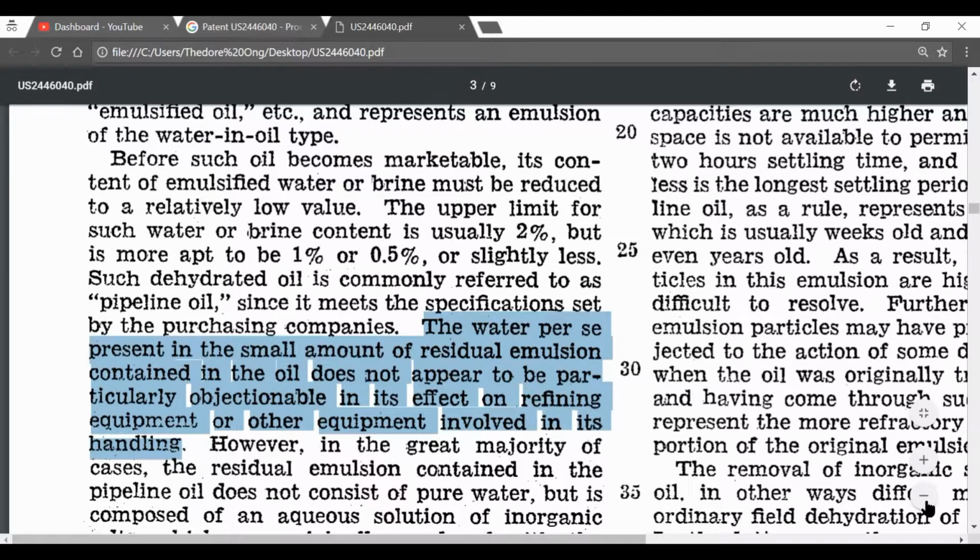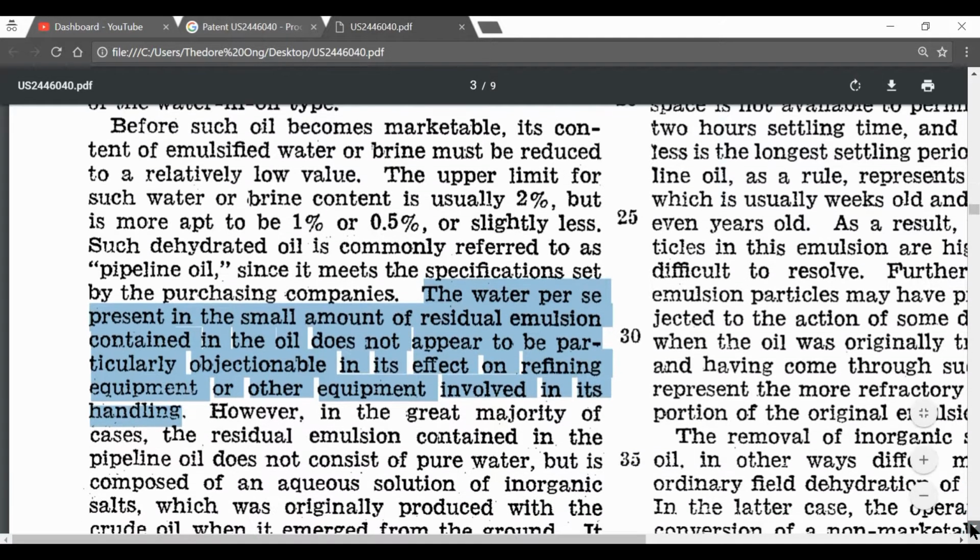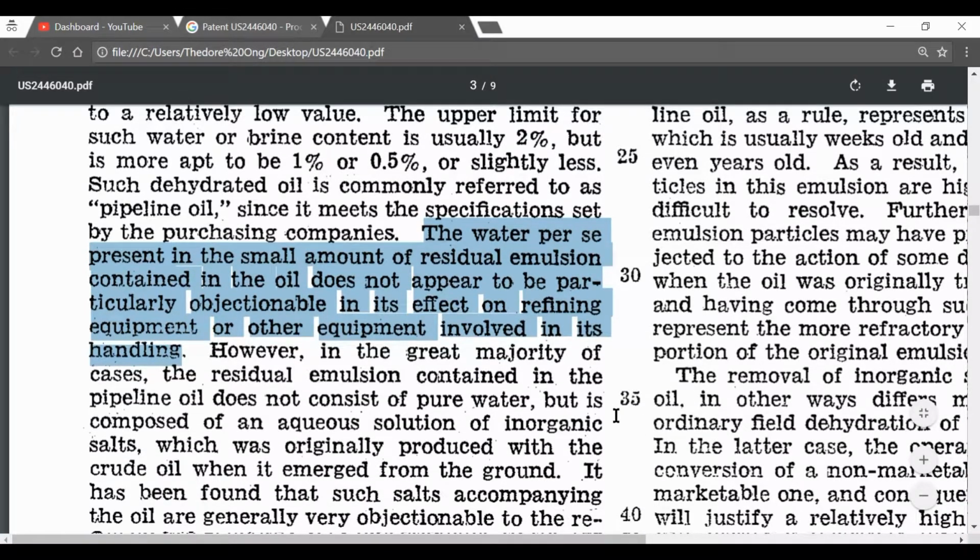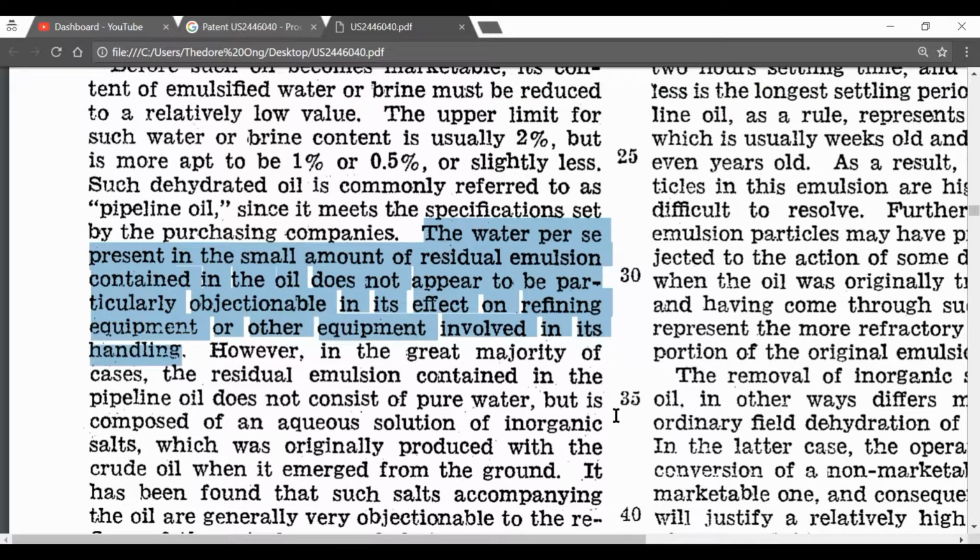So what this sentence is saying is that basically the salt content is low enough so that I don't really have to bother about all my, what do you call that? I don't have to bother about corrosion because my equipment is able to handle it.